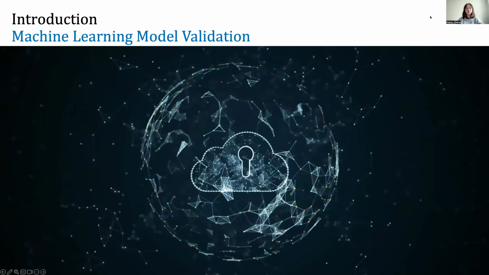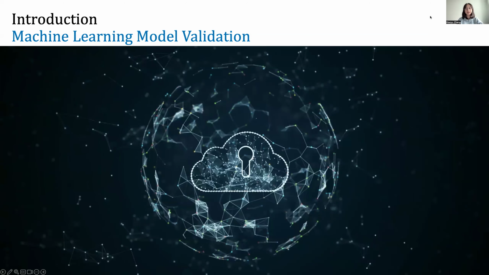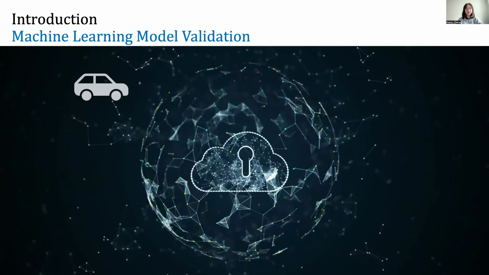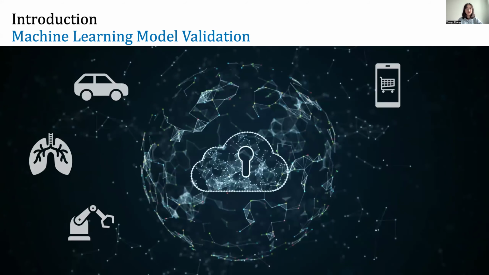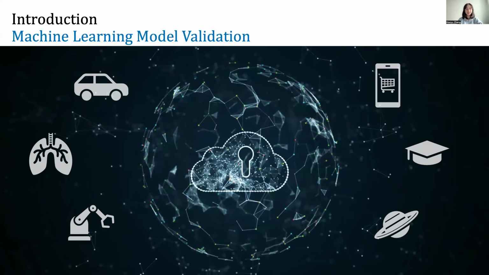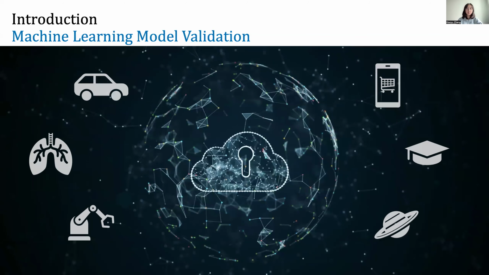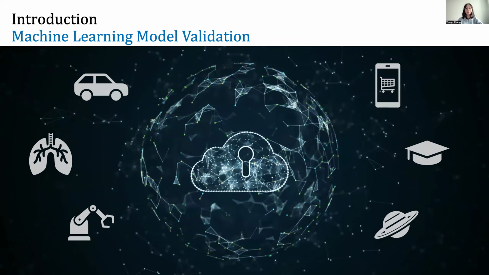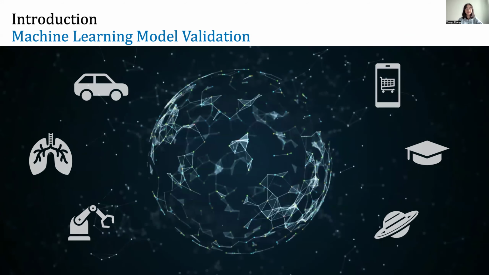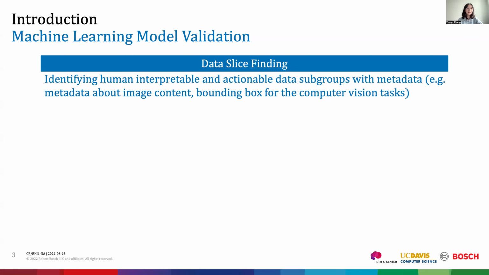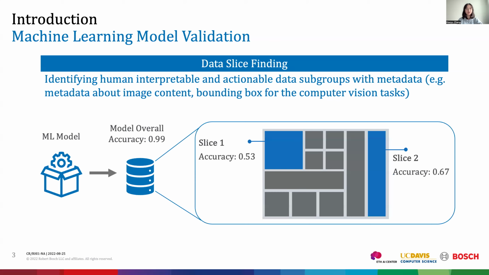As machine learning gains wider adoption in real-world applications, such as smart transportation, medical image processing, smart manufacturing, e-commerce, online education, and space exploration, the validation of machine learning models becomes fundamental for its productization, particularly in safety-critical applications. Recently, data slice finding, which means identifying human interpretable and actionable data subgroups with metadata, has emerged as a popular method for validating machine learning models.